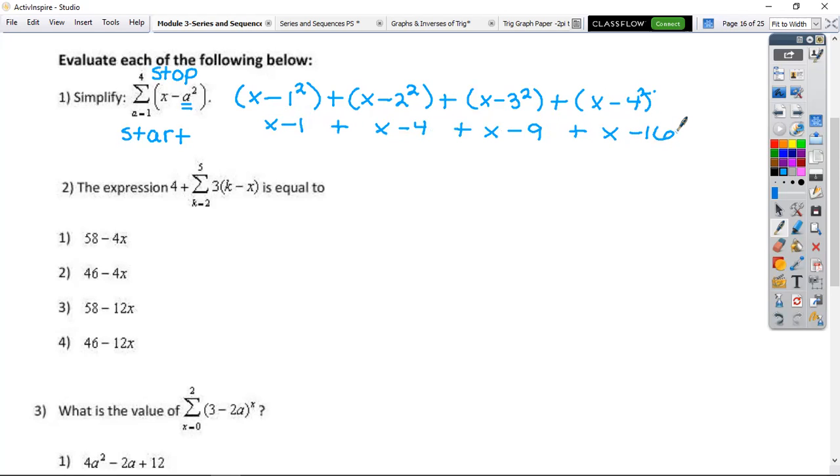Add them all together. So essentially combine like terms. And I get 4 x's. And those constants give me 30. So 4x minus 30 is your answer.